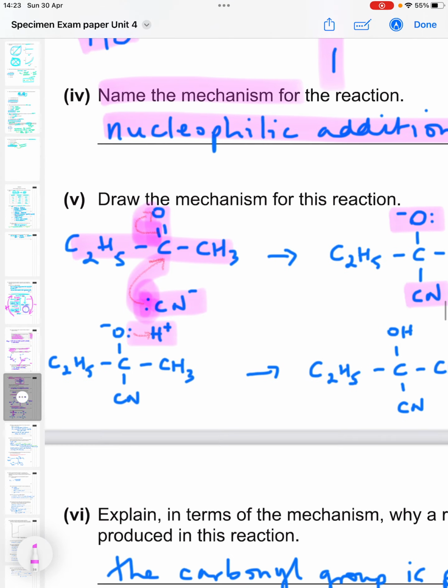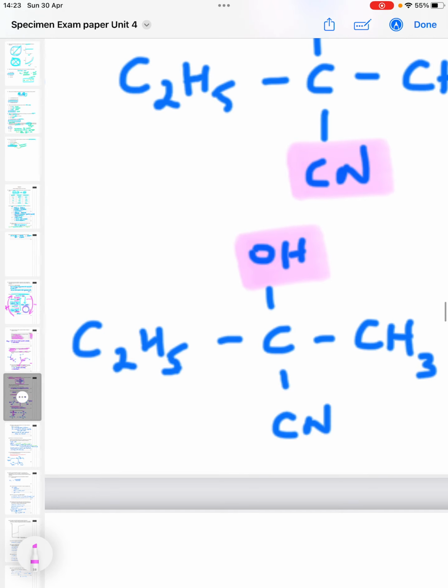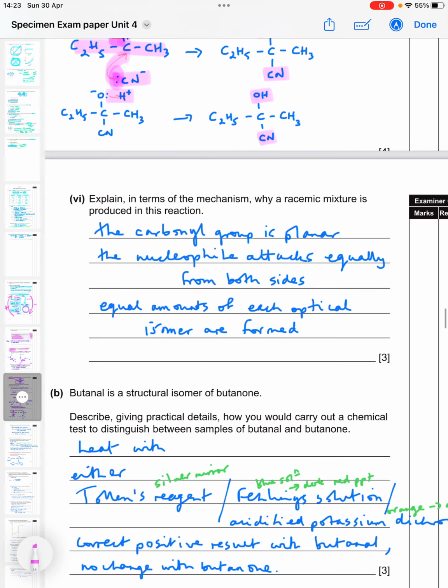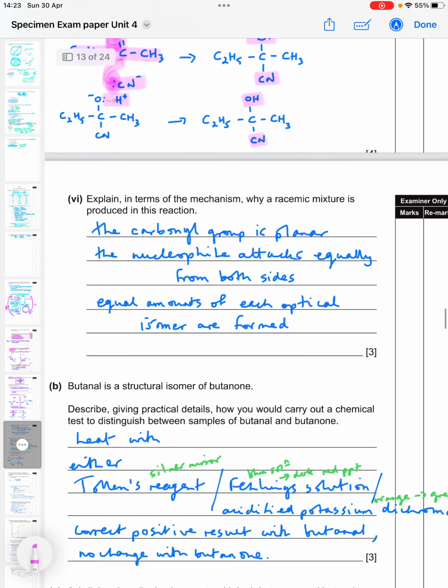And then what happens is the lone pair on this negatively charged oxygen moves to the hydrogen, so we end up with an OH group here as well as the nitrile group then.